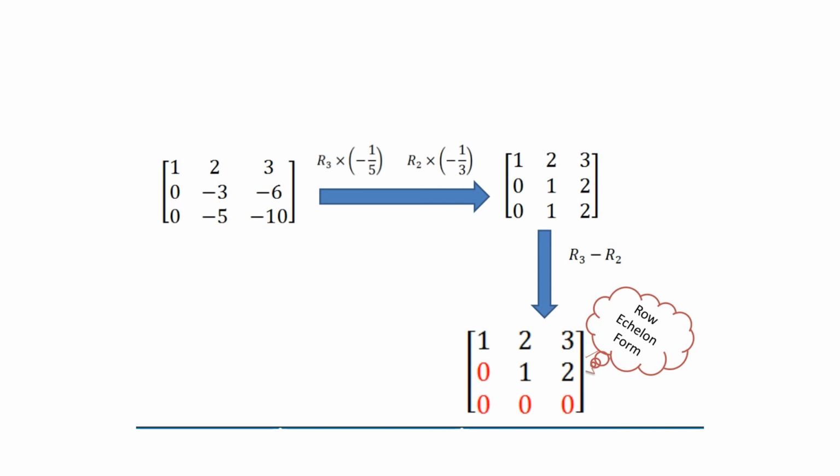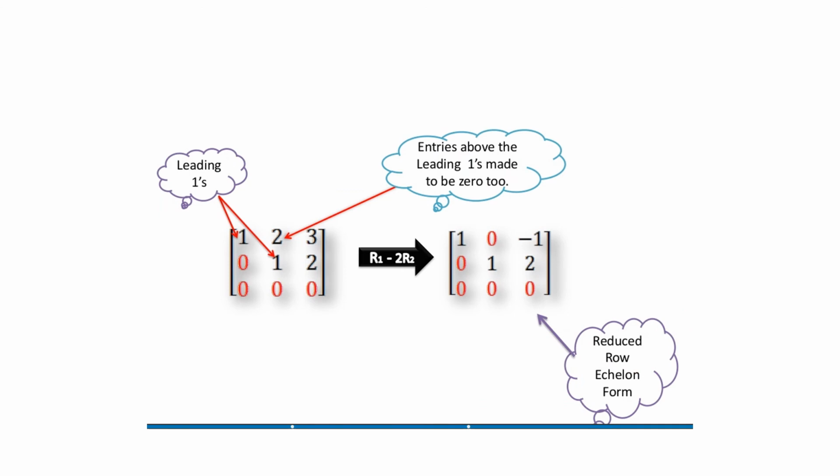This is row echelon form but not reduced row echelon form because in the second row we have a 1, but above that we don't have 0, instead we have 2. To make it reduced row echelon form, that 2 appearing above the 1 in the second row has to be made 0. So we perform one more transformation, that is R1 gives R1 minus 2R2. Then we will get the reduced row echelon form.